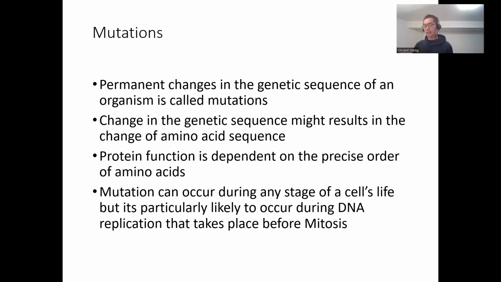And I told you in the last class, the mutation can happen spontaneously, just bad luck. If you divide your cells enough times, if you copy your DNA enough times, there is a high chance that you're going to make some mistakes, right? Or it could be induced by exposure to carcinogens, mutagens, right? Environmental factors. Changing the genetic sequence might result in change in amino acid sequence.